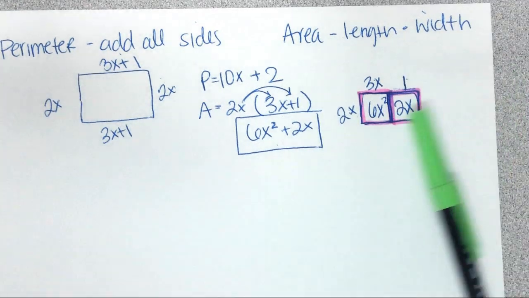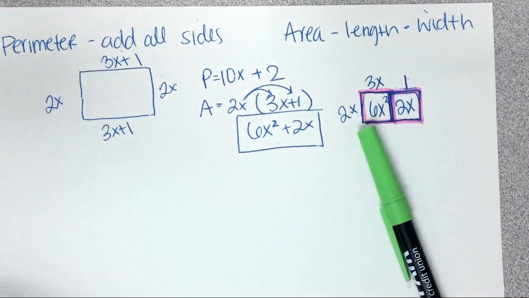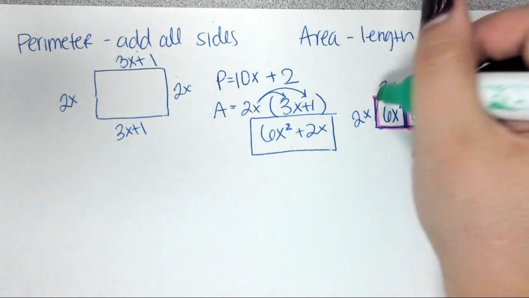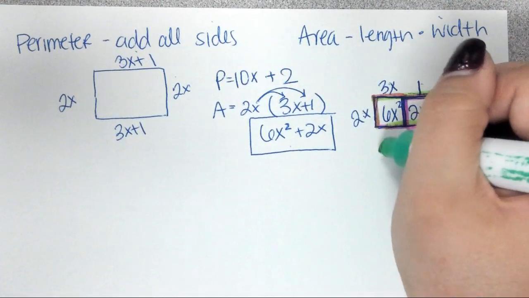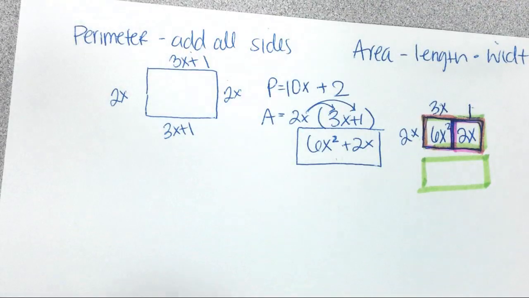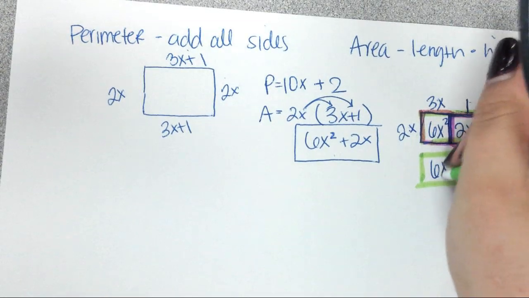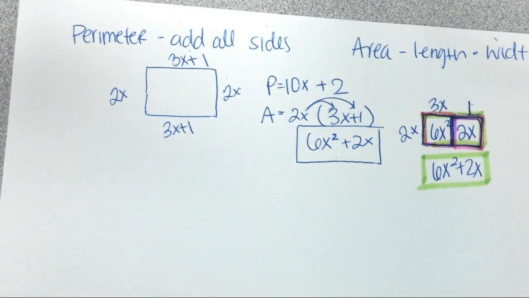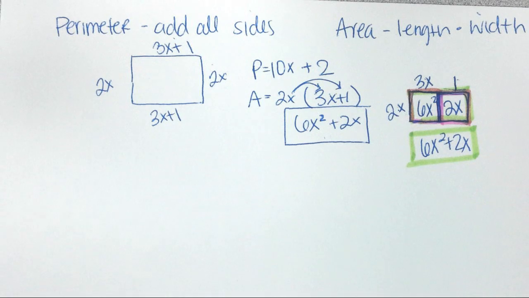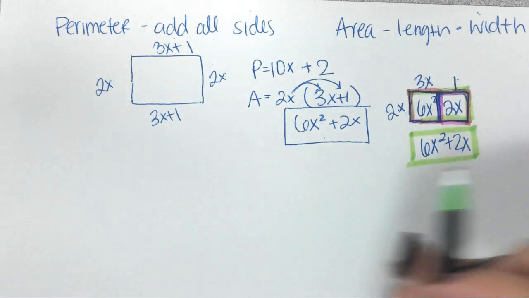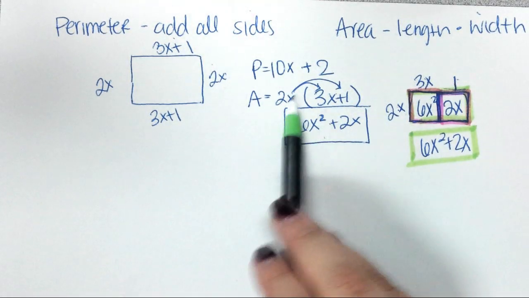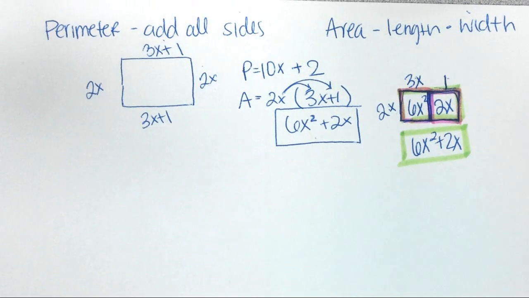And then if I wanted to find it of the entire box, let's see if I can add another color, of the entire box, then that would have been the whole thing, which would just be 6x squared plus 2x. Okay? So this is the exact same thing we do here. It's just another way to do it instead of arrows.